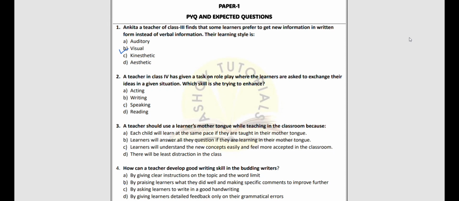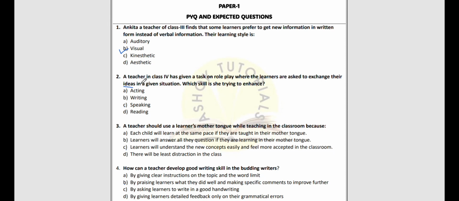So now let's go to the next question, that is question number 2. A teacher in class 4 has given a task on role play where the learners are asked to exchange their ideas in a given situation. Which skill is she trying to enhance? So the teacher of class 4 is giving role play to the learners. They are asked to act or to do a drama. So which skill is the teacher trying to enhance?